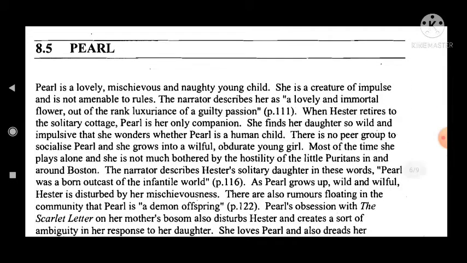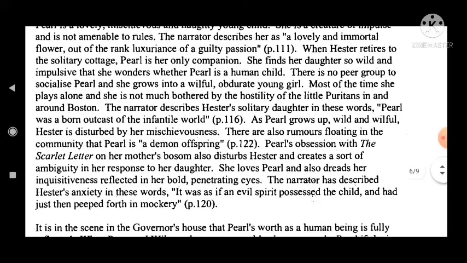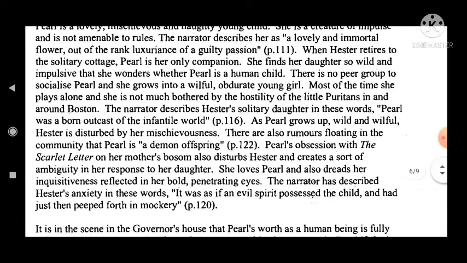Then come to Pearl. Pearl is a lovely, mischievous and naughty young child. She is a creature of impulse and is not amenable to rules. The narrator describes her as a lovely and immortal flower out of the rank luxuriance of a guilty passion. When Hester retires to the solitary cottage, Pearl is her only companion. She finds her daughter so wild and impulsive that she wonders whether Pearl is a human child. There is no peer group to socialize Pearl, and she grows into a willful, obdurate young girl.